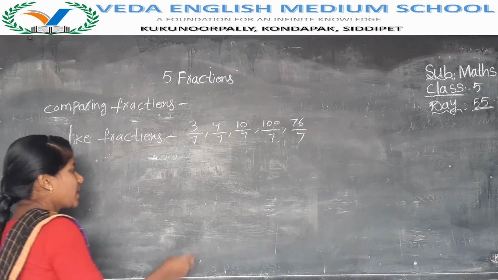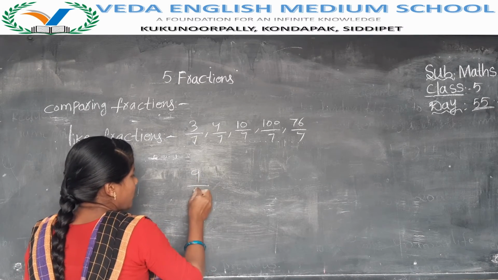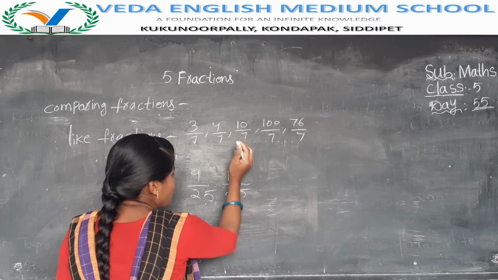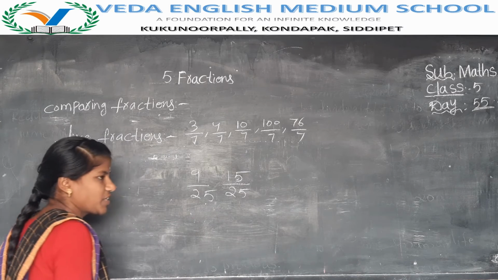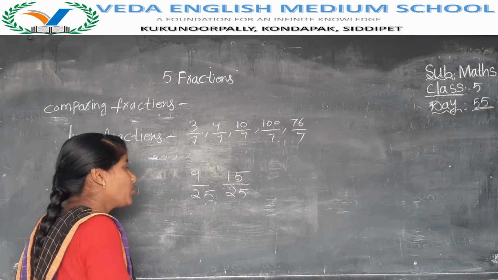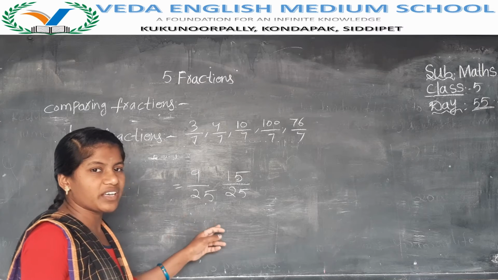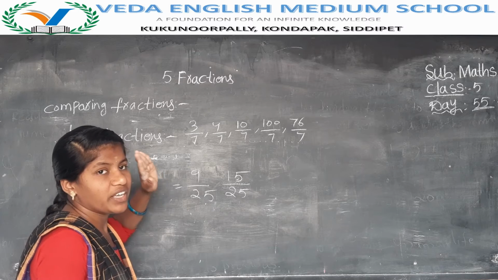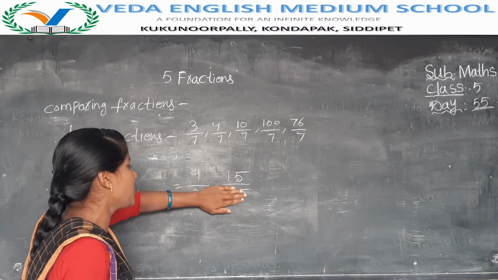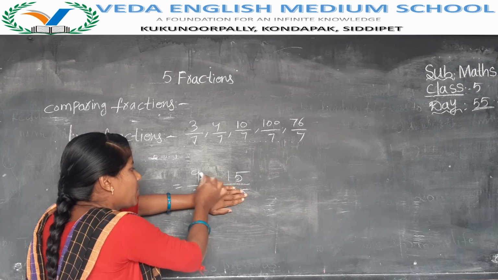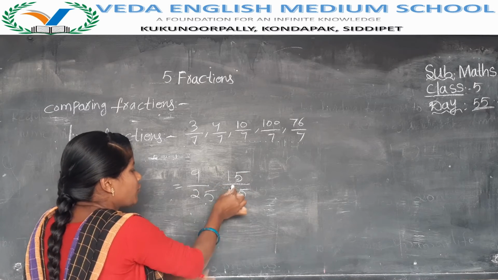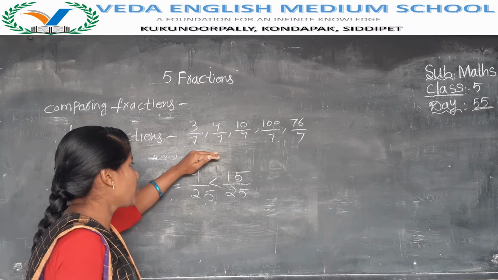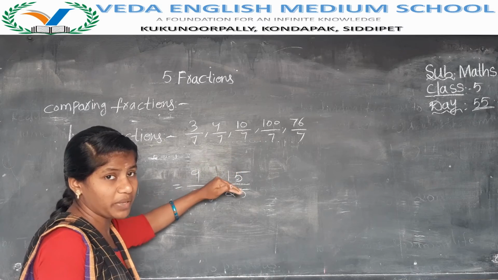Now, if I have taken two like fractions, 9 by 25 and 15 by 25, can you say which is the greater fraction and which is the smaller fraction? Yes, of course you can say. If the denominators are equal, then close the denominators and compare the numerators. Which is the greater number, 9 or 15? 15 is the greater number, so 15 by 25 is the greater fraction. Like that you have to find. It is the comparison of fractions. If you have like fractions, then you have to compare like this.